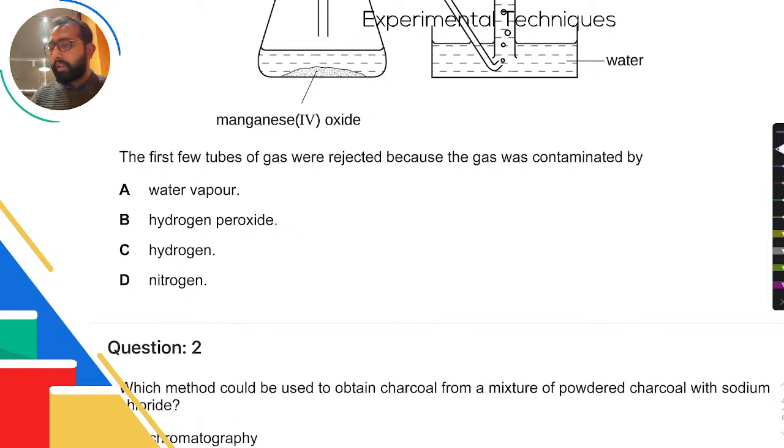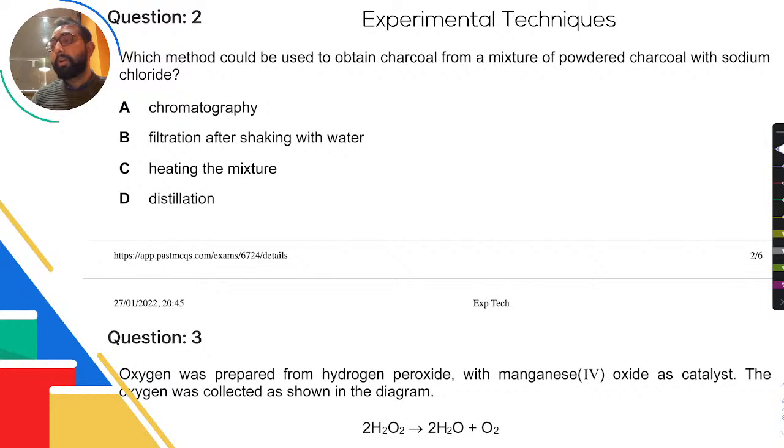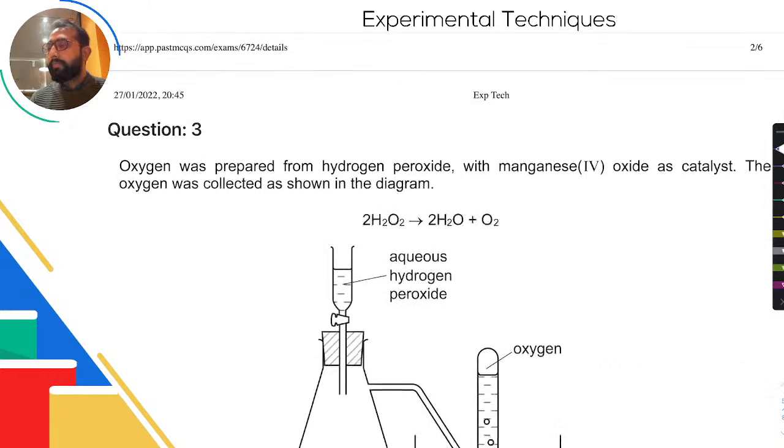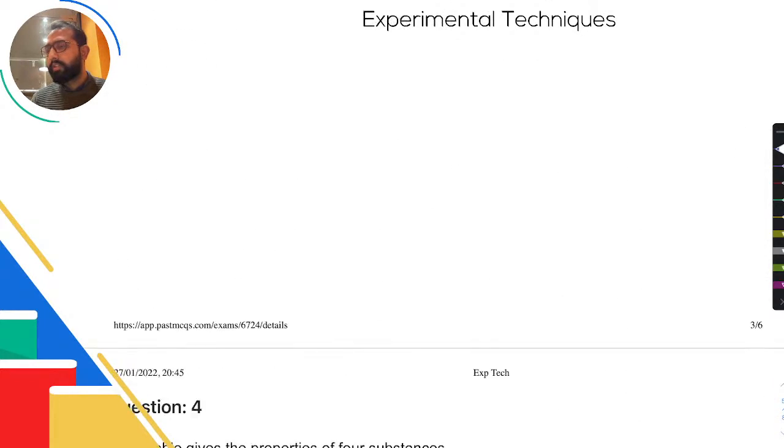All right, which method could be used to obtain charcoal from a mixture of powdered charcoal with sodium chloride? So you have a soluble thing and an insoluble thing. So you will use B. You will shake with water, then filter it, because that is how you can easily collect it. Of course, how did I come up with that? I'll talk about that tomorrow. Oxygen was prepared. This question is being repeated, so sorry about that.